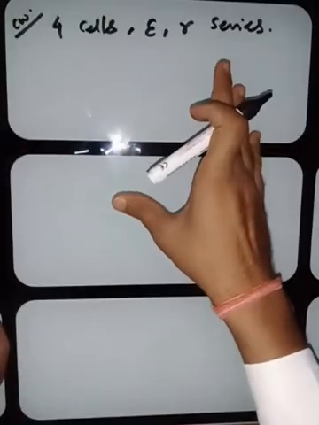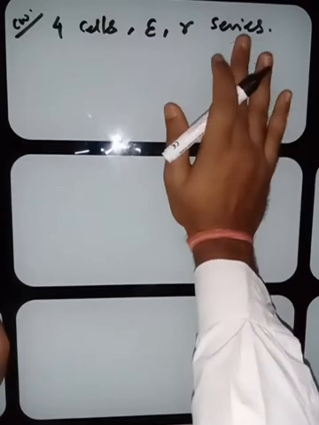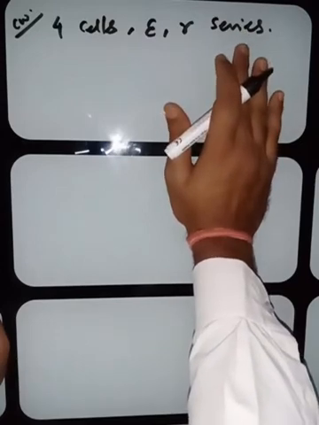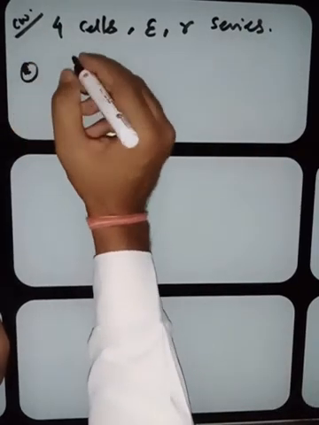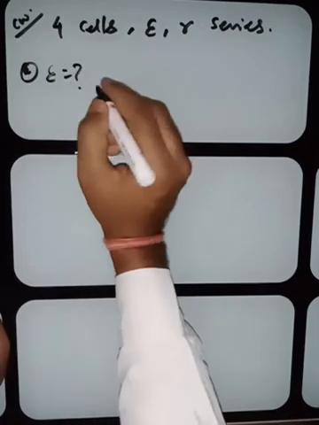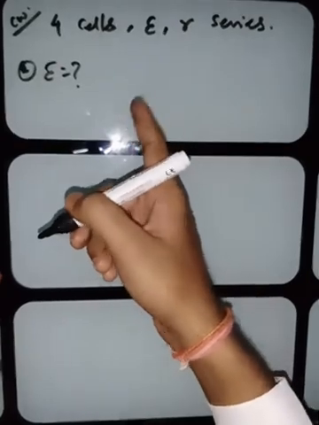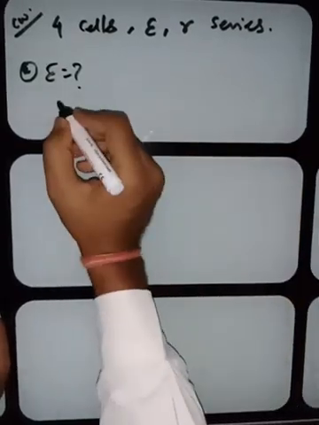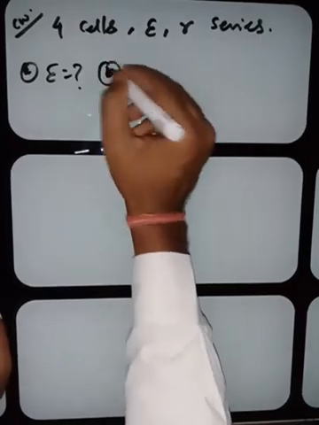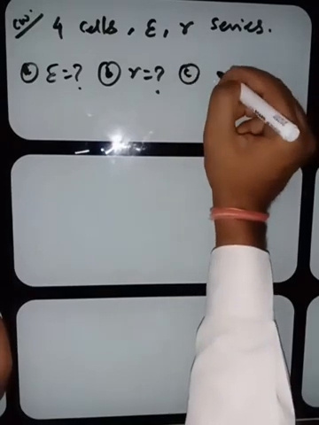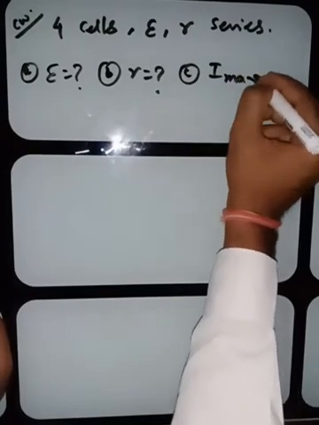Then a variable resistor is connected in series, and the graph represents terminal voltage versus output current. You have to find the EMF. What will be the EMF of each cell? Remember, you have to find the EMF of each cell. The graph is representing the equivalent, but you have to find the EMF of each cell. The second, you have to find the internal resistance of each cell. And the third, which is very important, you have to find the maximum current. Okay, what will be the maximum current in the circuit?